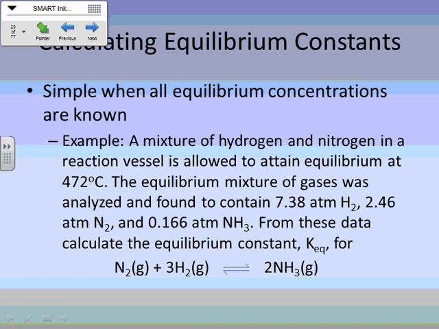An example of this, let's see, we've got a mixture of hydrogen and nitrogen in a reaction vessel, and it's allowed to attain equilibrium at 472 degrees Celsius. And then it's telling us the pressure at equilibrium for all of these things. And from this, we want to calculate the equilibrium constant for this particular reaction. So I'm going to calculate the equilibrium constant in terms of pressure, because that's what we're given here. All right. So first off, how would we write the equilibrium expression for this reaction?